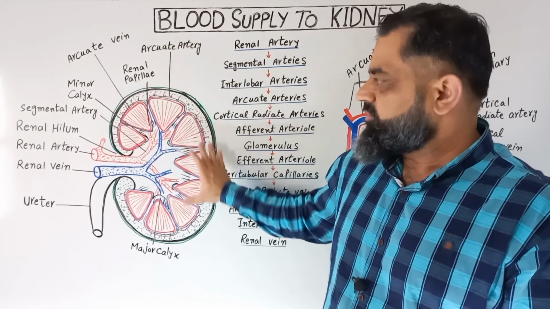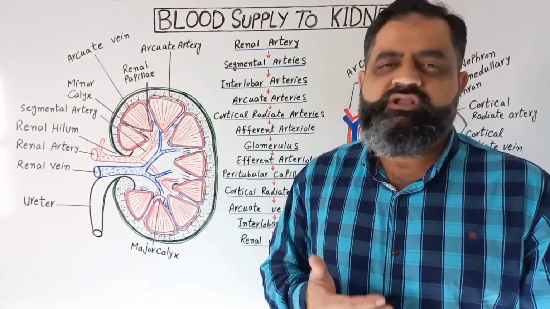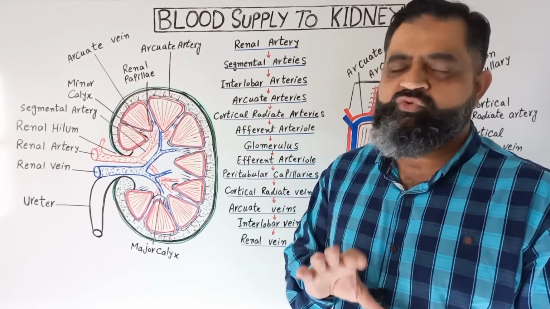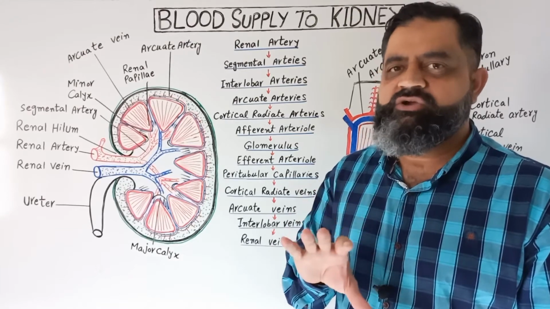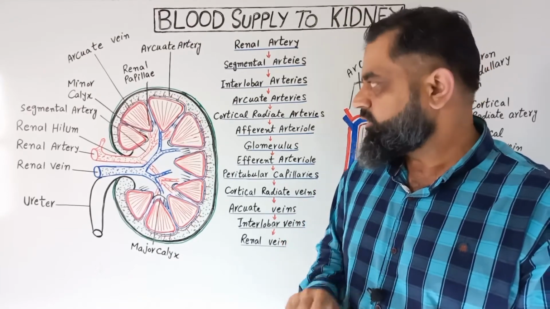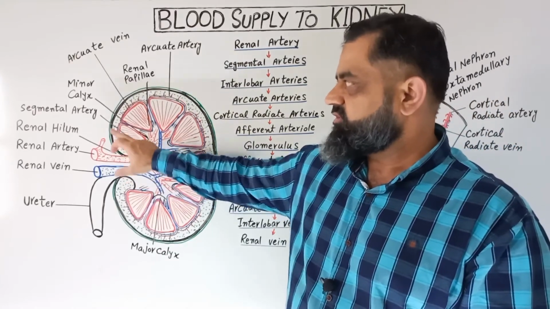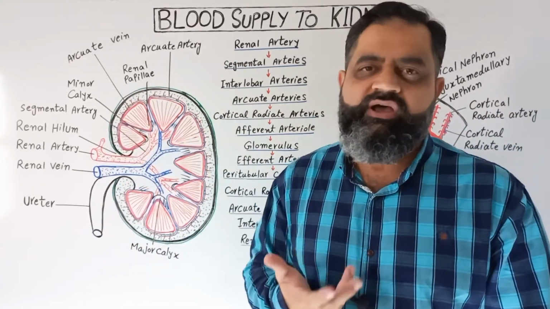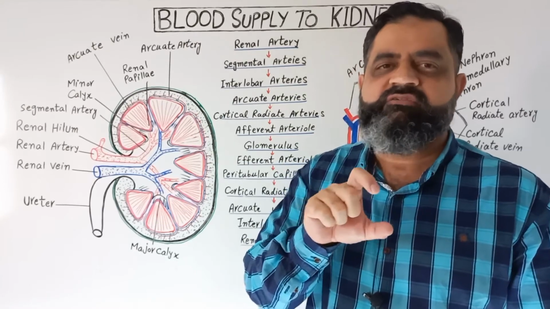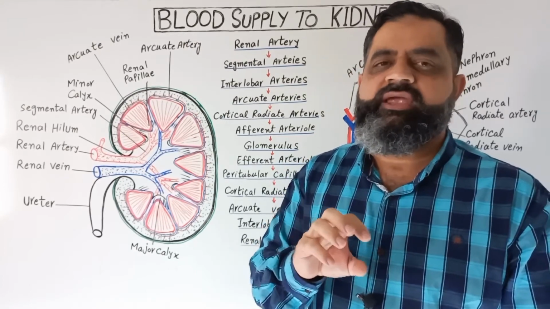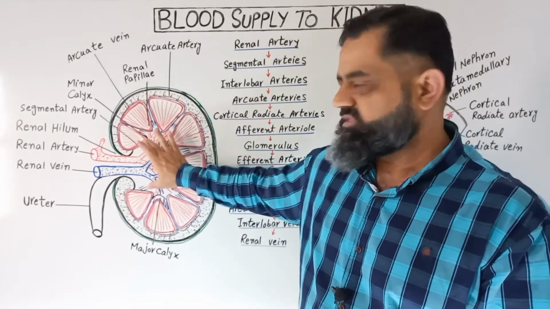The other major parts of the kidney we already studied in the previous lecture. Today we are going to emphasize especially the blood supply to the kidney. On the concave side of the kidney, there is a depression known as the renal hilum or renal hilus, from where blood vessels, ureter and nerves enter and exit the kidney.